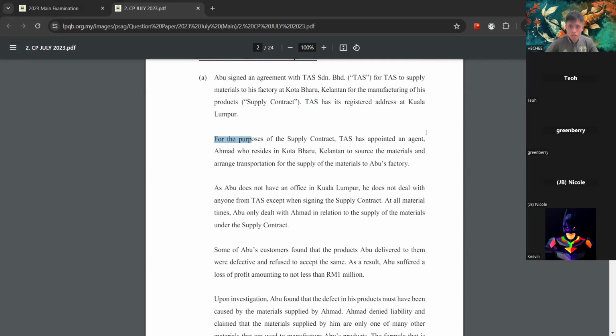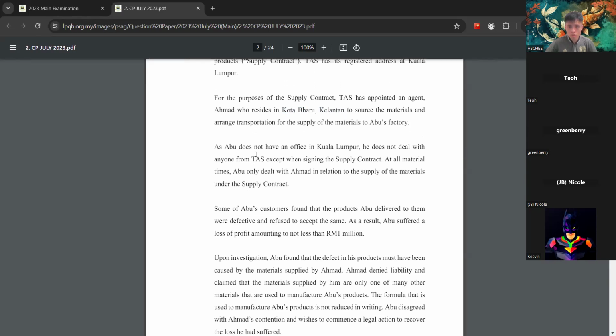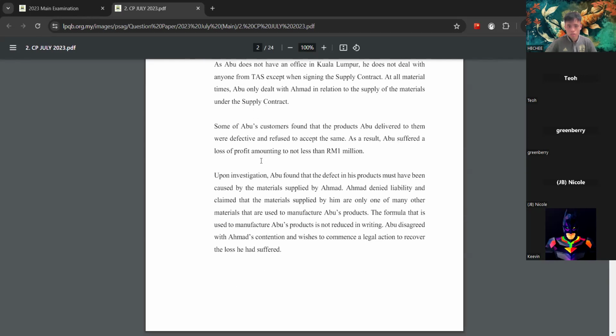TAS has appointed an agent, Ahmad, who resides in Kota Baru, Kelantan, to source the materials and the transportation for the supply of the materials to Abu's factory. Now, since Abu does not have an office in KL and he does not deal with anyone from TAS, he only deals with Ahmad for the purpose of supplying the materials under the contract.